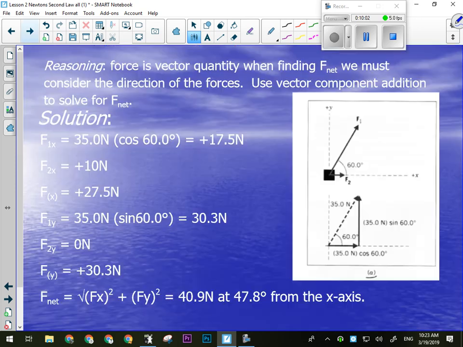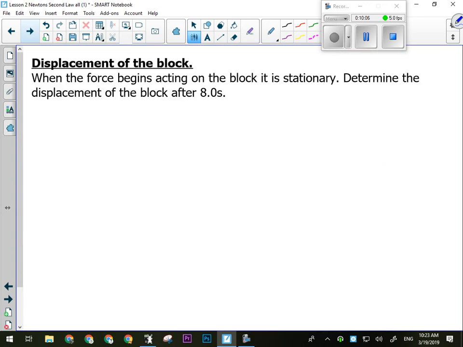All right, so this is what we did, just typed out. It's essentially the same thing. Sometimes you'll get a question like that and it'll have a part B. Now they're saying, same situation. When the force begins acting, the block is stationary. Determine the displacement of the block after 8 seconds. All right, so what do I know? I know VI. I know time, and I know acceleration.